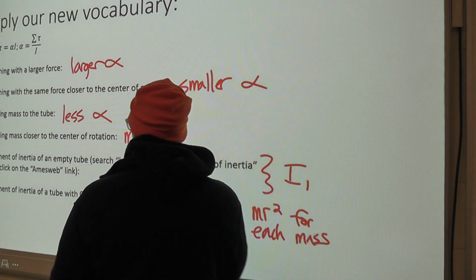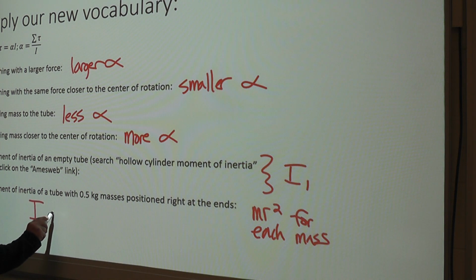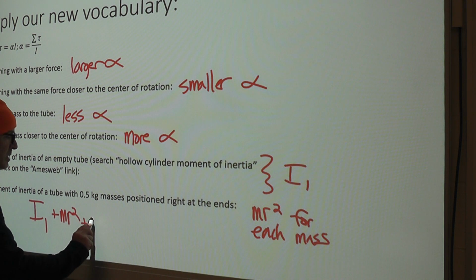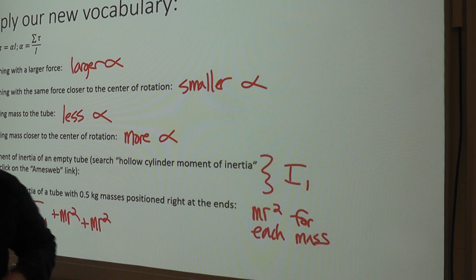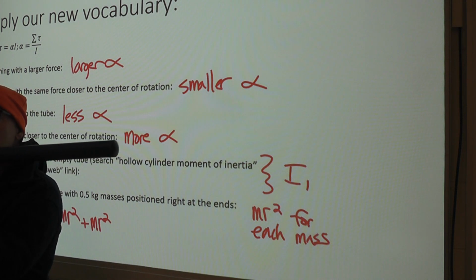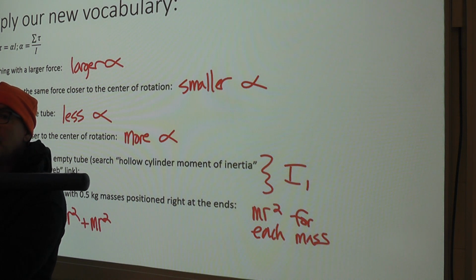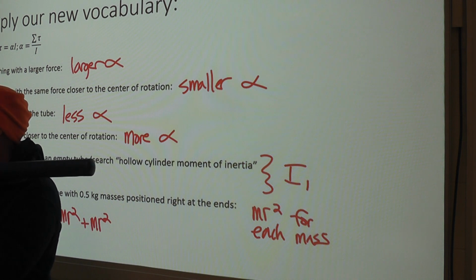So the overall moment of inertia of a hollow tube with 2 point masses on it would be whatever the moment of inertia of the empty tube is, plus the moment of inertia of one of those masses, plus the moment of inertia of another one of those masses. So we could find the moment of inertia of this object. What we would probably do for something like this is assume that the moment of inertia of the plastic bar itself is basically 0, because it has so little mass compared to the weights.